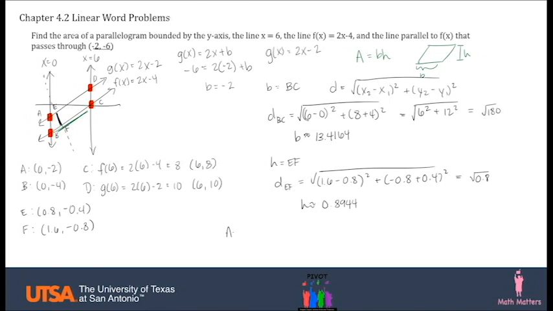We can plug these back into our area. And this gives us 11.999, which rounds to 12 units squared. So our area of this parallelogram bounded by all these lines is going to be 12 units squared.